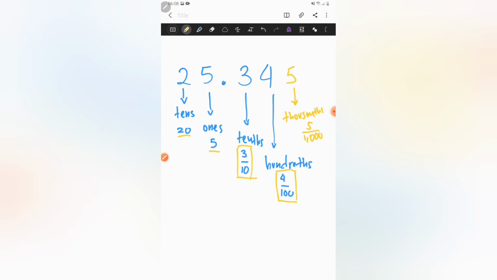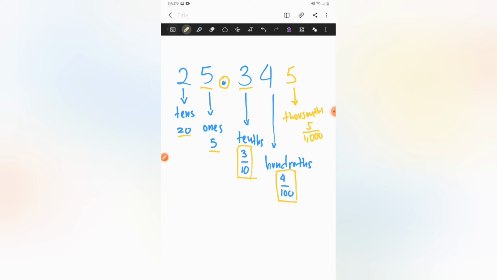So it's very easy for you to understand the place value in the decimal. This dot, we call the decimal point. This decimal point separates the ones and the tenths. So 5 and 3. You know the left side of the point is ones, and the right side of the point is the tenths. You always start with tenths: 3 tenths, 4 hundredths, and then 5 thousandths, and so on and so forth.